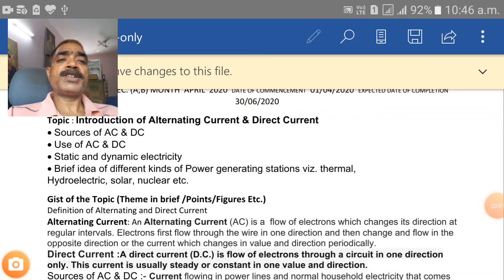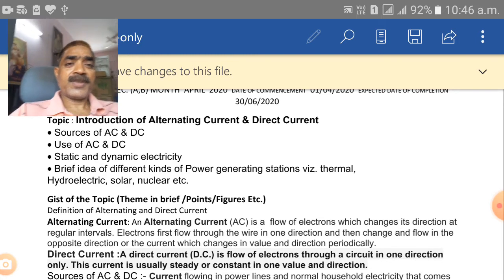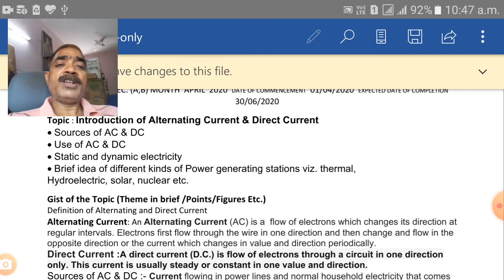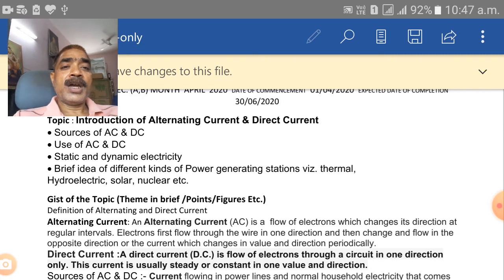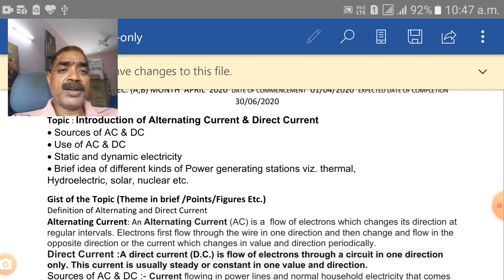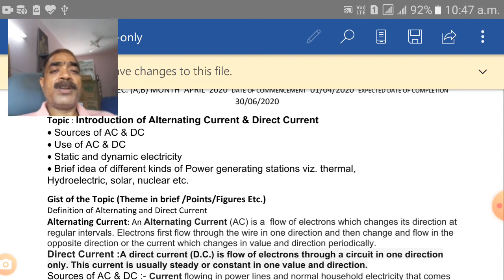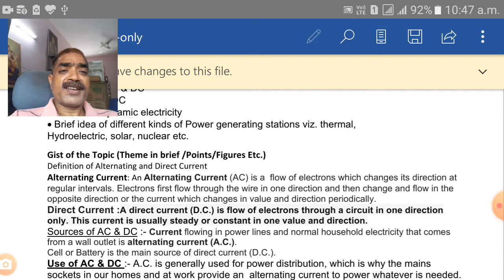Dear student, today's topic is the introduction of alternating current and direct current. First of all, we have to study the subtopics: sources of AC and DC, use of AC and DC, static and dynamic electricity, and a brief idea of different kinds of power generating stations like thermal, hydroelectric, solar, nuclear. So first of all, the definition of alternating and direct current.